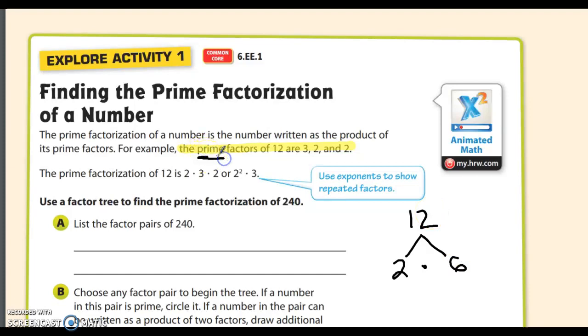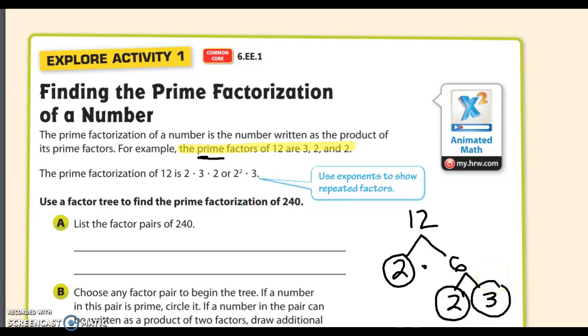Now what are we looking for? We're looking for the prime factors. 2 is prime because it only has two factors, 1 and 2. 6 is not prime because it has lots of factors. Since 6 is not prime, I branch it. How can I make the factors of 6? Well, I can just choose 2 times 3. Now, is that true? Is 2 times 3 equal to 6? It is. And what's also true about that is that 2 is prime and that 3 is prime.